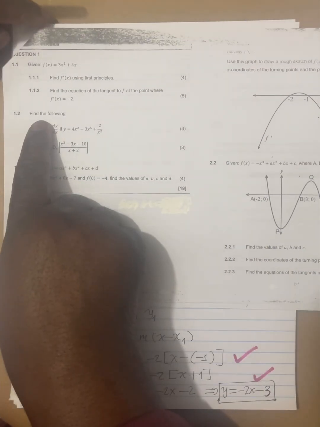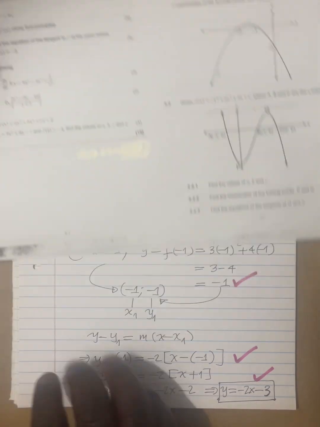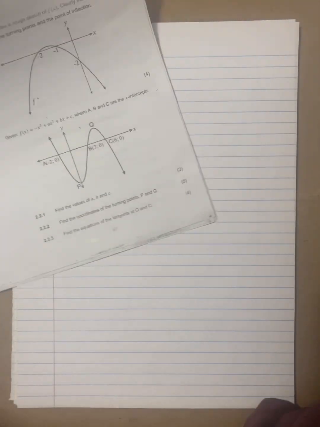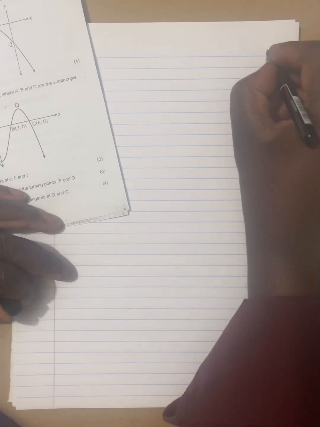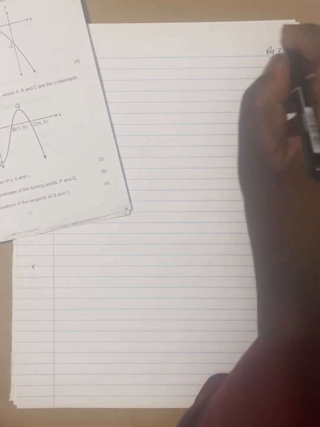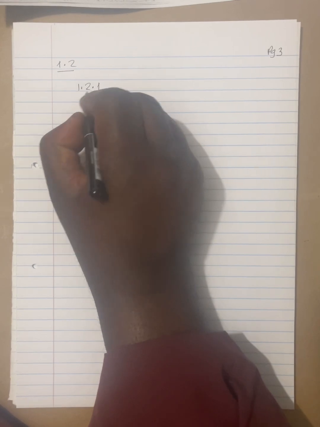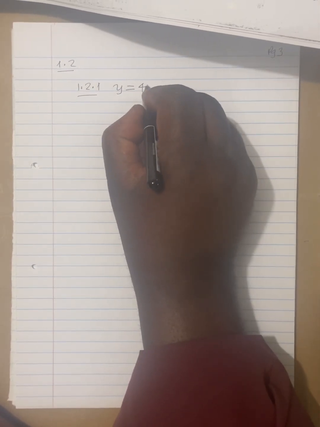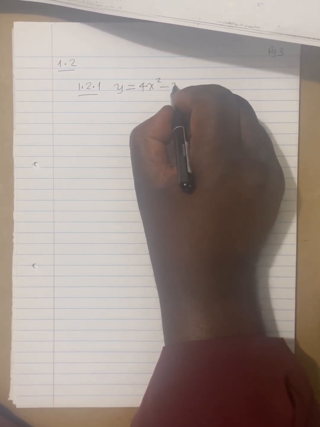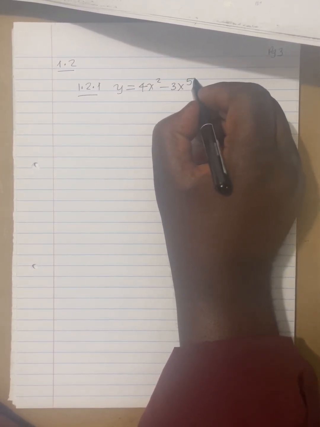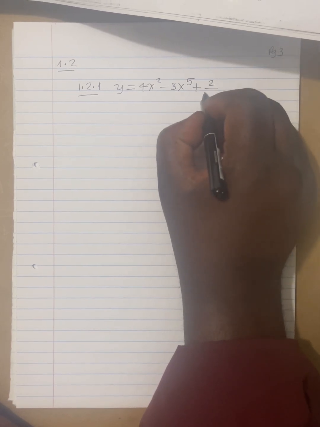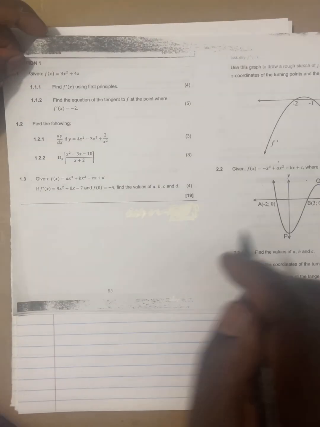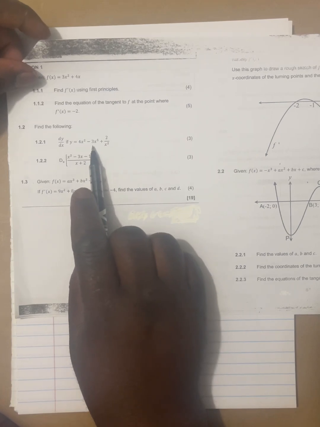Right, let's move on to the next part, which is question 1.2, because we're done with 1.1.2. Now we're going to 1.2, rules of differentiation. Right, let's go to page 3. What do we have now? 1.2, and we have 1.2.1. It says here y is equal to 4x squared minus 3x power 5 plus 2 over x squared. We're supposed to determine dy dx for 3 marks.